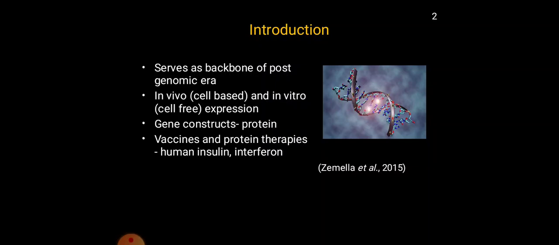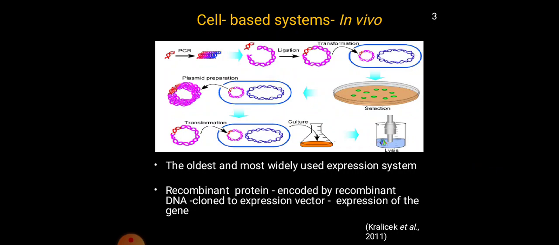Protein expression simply means production of protein from a gene construct, and the protein thus produced can later be used for production of vaccines and in protein therapies like human insulin and interferons. In plant virology, the recombinant protein produced can be used for virus indexing purposes.